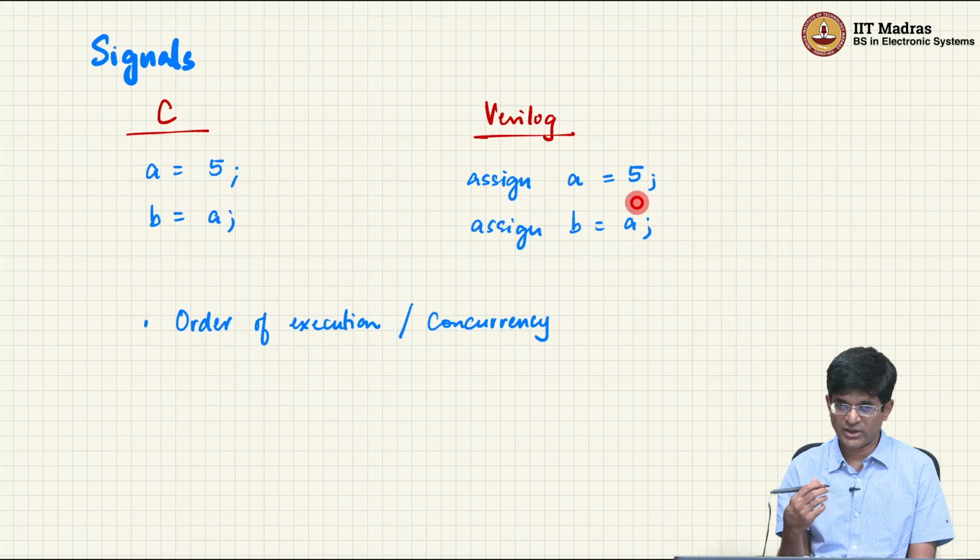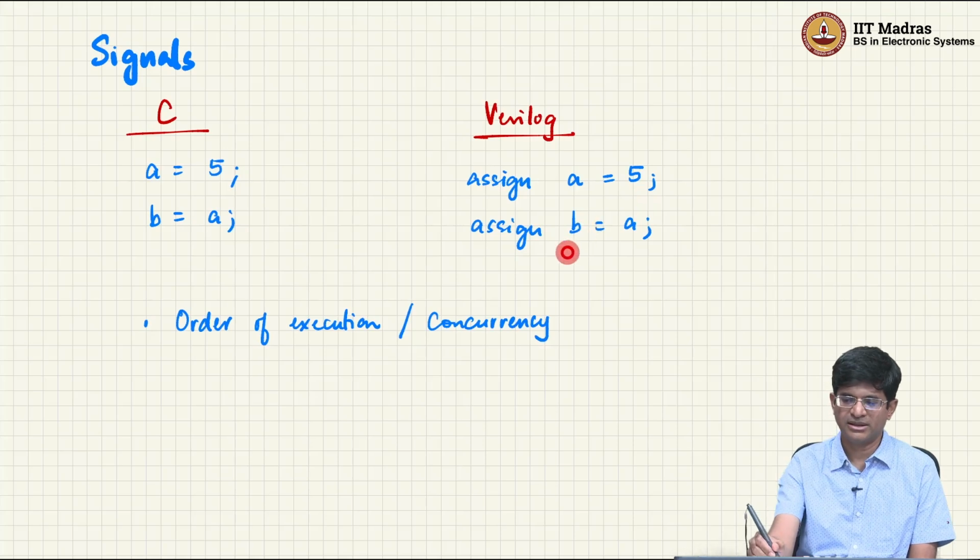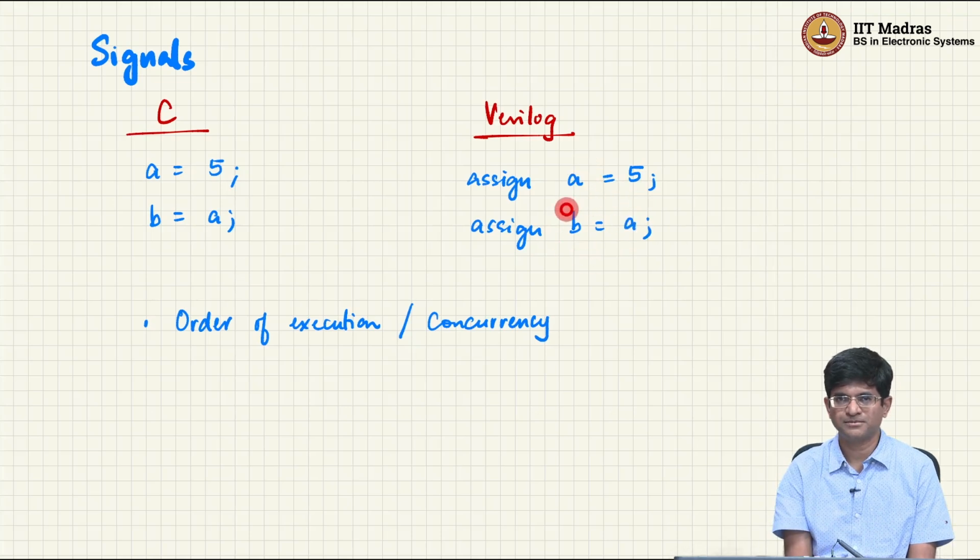Now, what will actually happen in practice is that even if B equal to A happens first, after that I do A equal to 5, that in turn triggers some kind of an update which says, okay, A changed, so later on I need to go back and once again update the value of B.